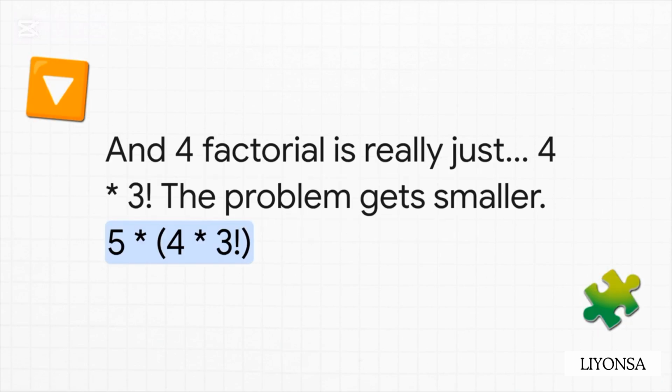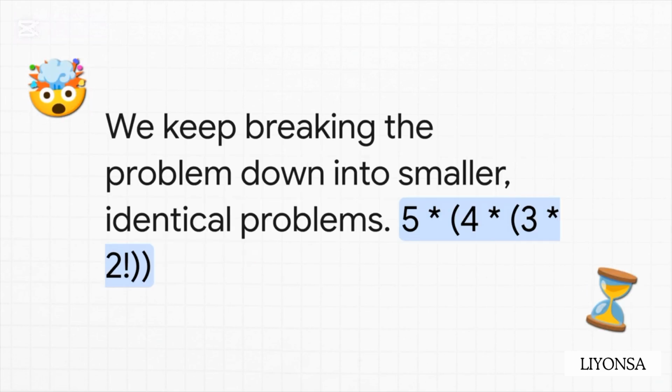So what's 4 factorial? Well, same logic, right? It's just 4 times 3 factorial. You can see the pattern starting to emerge. We're just peeling back one layer at a time, using the exact same logic on a smaller and smaller number. And we just keep going. 3 factorial becomes 3 times 2 factorial. And all these earlier problems, the 5 times, the 4 times, they're all just kind of put on hold, waiting in line for these smaller problems to get solved first.